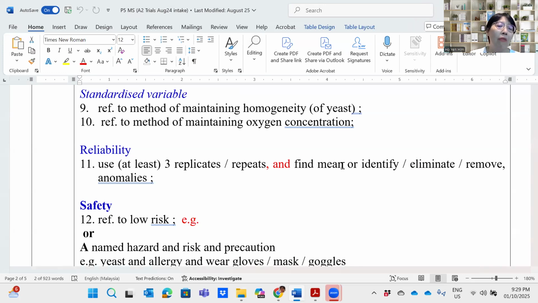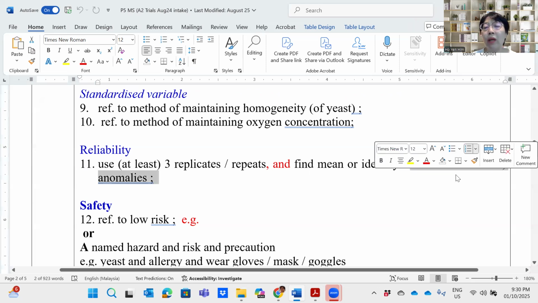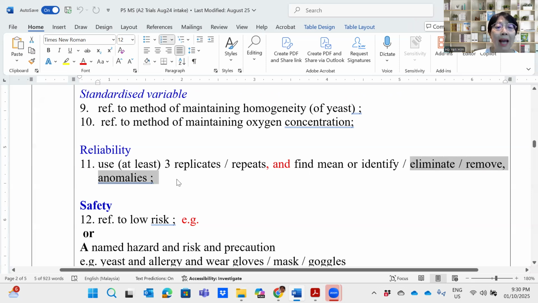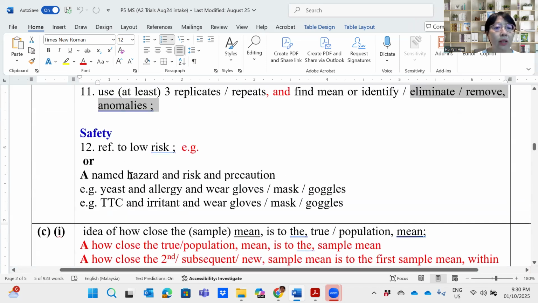You must write, after you get your replicates, what you do with it. You must calculate the mean. Okay, so that from the 3 readings, you can eliminate any possible anomalies before you calculate the mean, that will increase reliability of the result. Okay, so I would prefer you to write: repeat experiment to obtain 3 readings to calculate the mean so as to increase reliability of the result. Okay, like this. Then safety is, you already said, right?